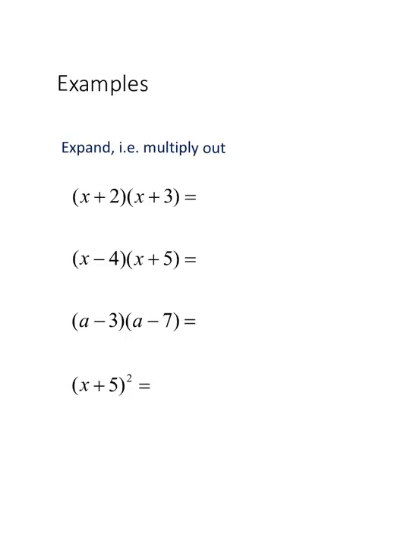Now we used FOIL to help us expand double brackets. So F being the 2 first terms, O being the 2 outer terms, I the 2 inner, and L the 2 last terms. So following that through, x times x is x squared. 2 outer terms would be x times 3.